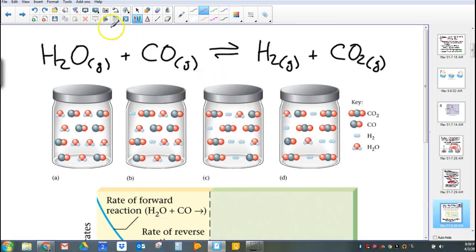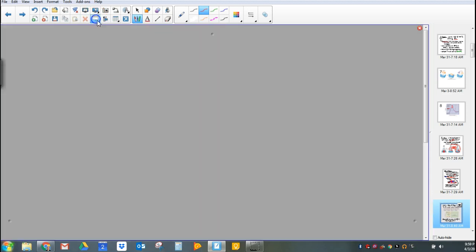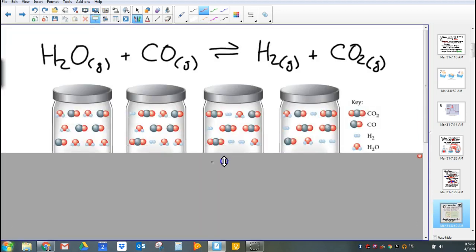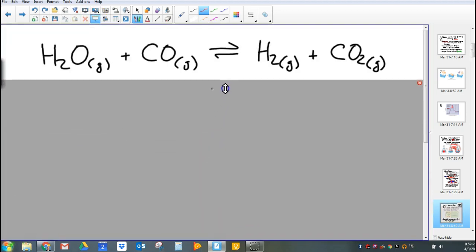The other idea that's important to equilibrium is how it is approached over time. So we're going to use this reaction right here, the reaction of water vapor and carbon monoxide gas, which will form hydrogen gas and carbon dioxide. And notice it's in a closed container. It's an equilibrium system that is set up.